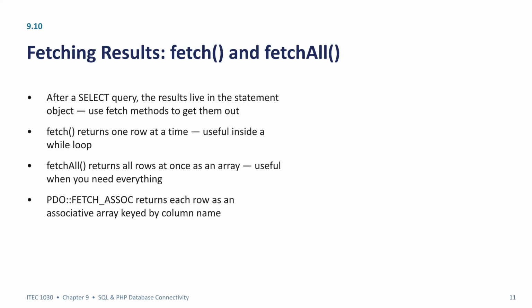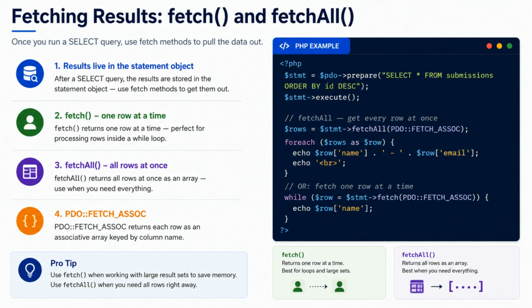After execute runs on a select, the results sit inside the statement object. fetch and fetchAll are how you actually get them out into PHP. fetchAll grabs every matching row at once as an array, the right choice for something like an admin table where you need everything immediately. fetch pulls one row at a time and is typically used inside a while loop, which uses less memory on very large result sets since it's not loading everything at once.